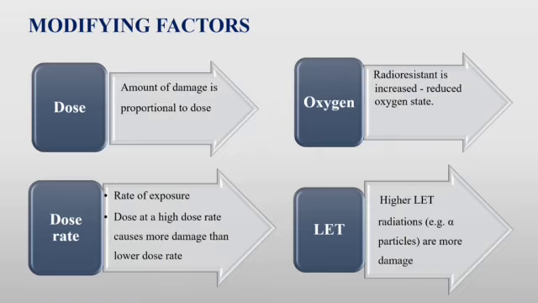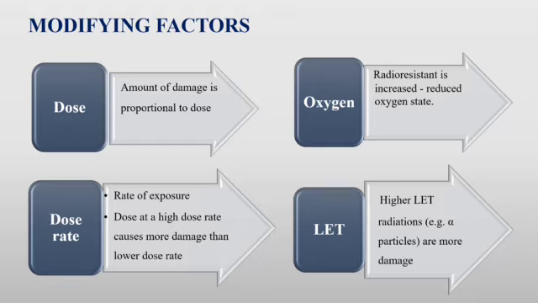Modifying factors. There are certain factors like dose rate, oxygen, linear energy transfer, nature of irradiated tissues, fractionation, and age of the patient, which can be modified to reduce the effect of radiation on the tissues and cells. So first is the dose. The amount of damage is proportional to the dose. The severity of deterministic damage seen in the irradiated tissues or organ depends on the amount of radiation received.